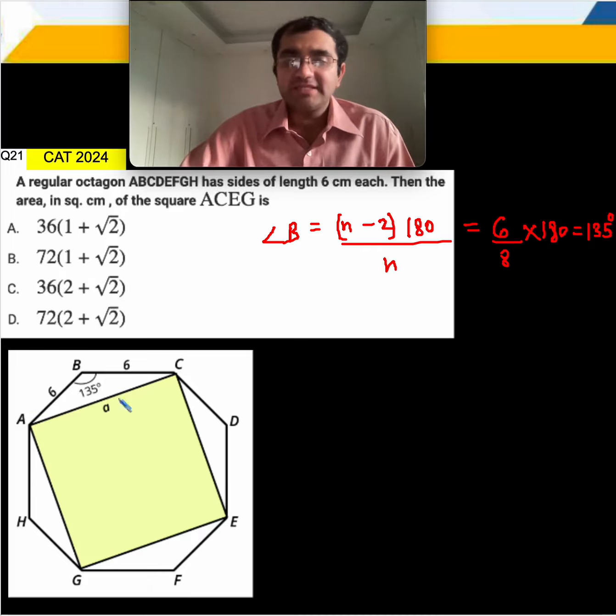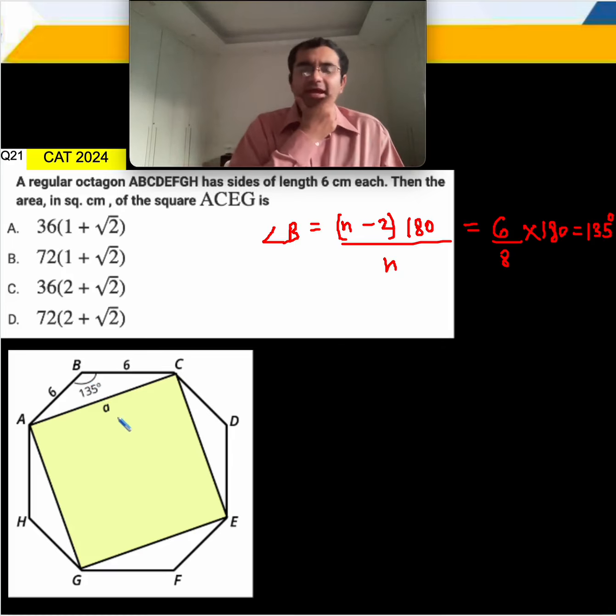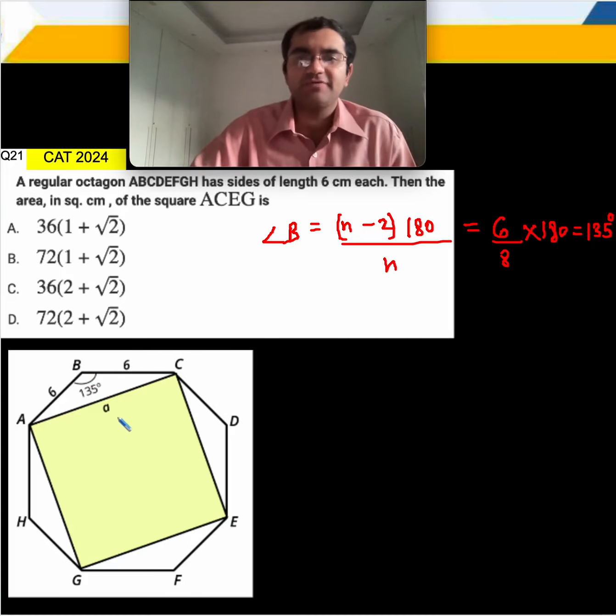Now this is side A. This is 135 degrees. This is 6 and 6. In this particular triangle, somehow I need to use 135 to find out A. And we will have to use trigonometry because there is no other way. It's not one of the known or recognized triangles. Okay? So you can use the cosine rule over here.